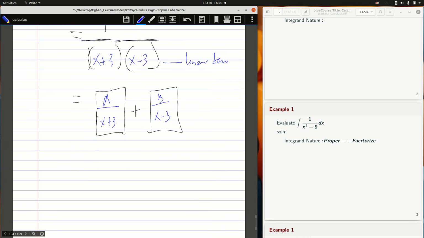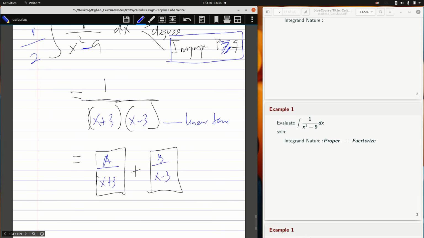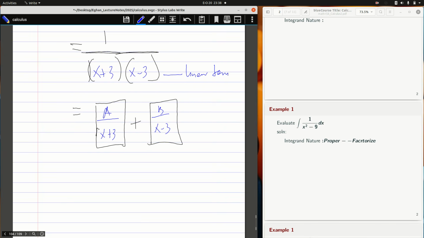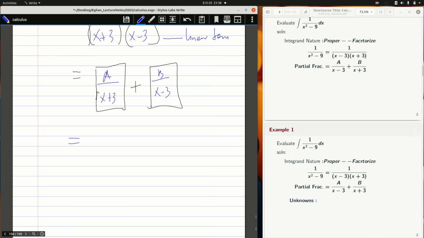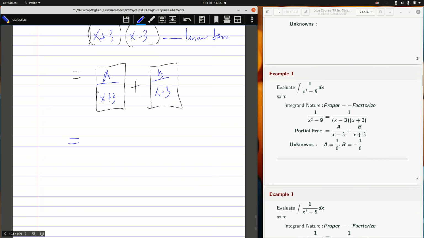It is not the integral. We are just finding the partial form before we integrate. Now you have to solve for your unknowns, which I won't go through at this stage. I want to assume we've all gone through partial fractions. If not, you go through the playlist for me. In finding my unknowns, A is supposed to be 1 over 6, and then B is supposed to be negative 1 over 6.